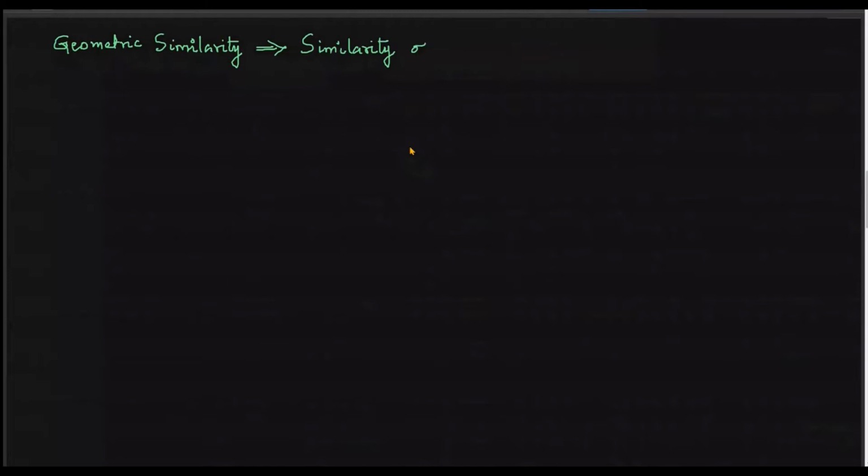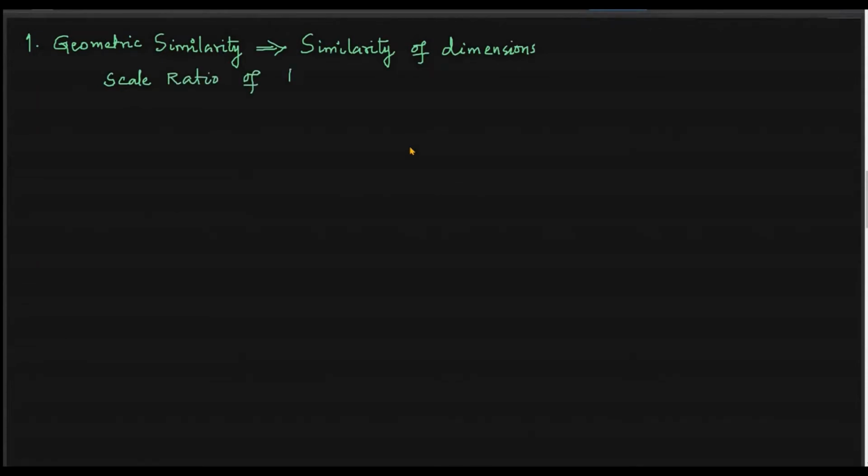So similarity of dimensions is referred to as the geometric similarity that may exist between the model and the prototype. So I repeat, prototype means the actual machine or the device to be constructed, and the model usually will be a small scale replica of the actual machine to be fabricated or constructed. So geometric similarity is the first type, that is a similarity in dimension. So that means there must be a certain scale ratio. So we'll get a scale ratio of linear dimensions we use.